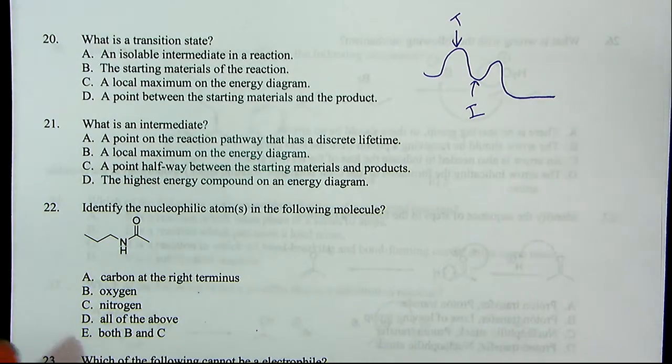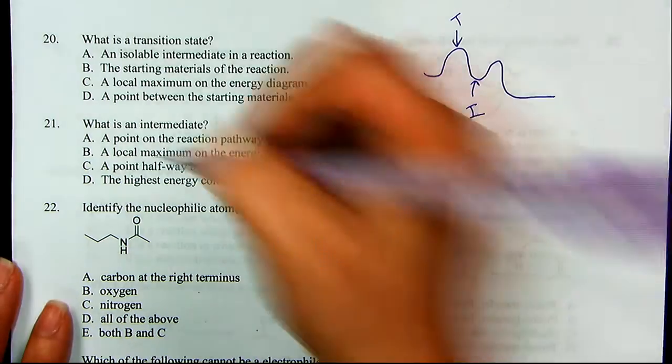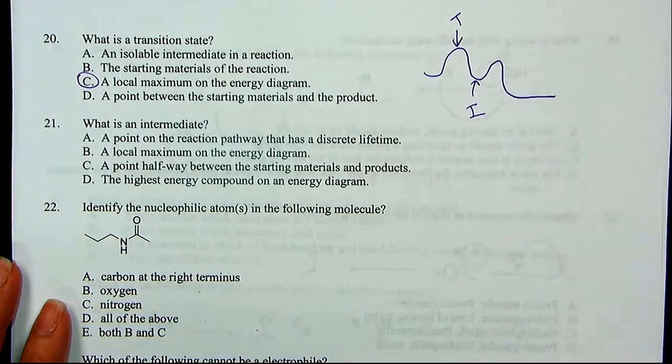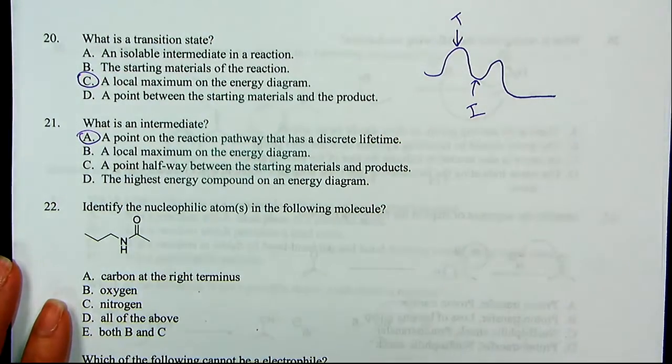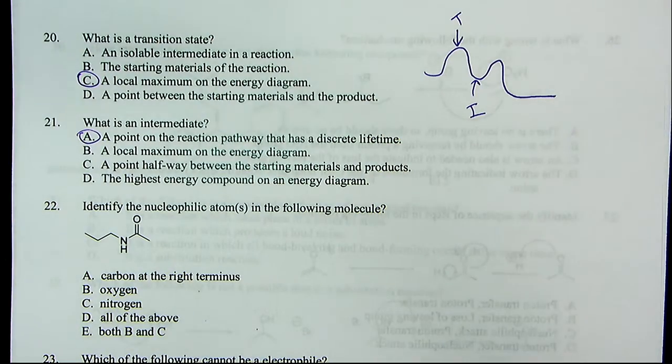So the transition state, you can't really isolate or see anything there. In this case, it's the local maximum. And then an intermediate is where it has the two rectangles, so where it's the local minimum, and also where you can kind of see the stuff happening there.